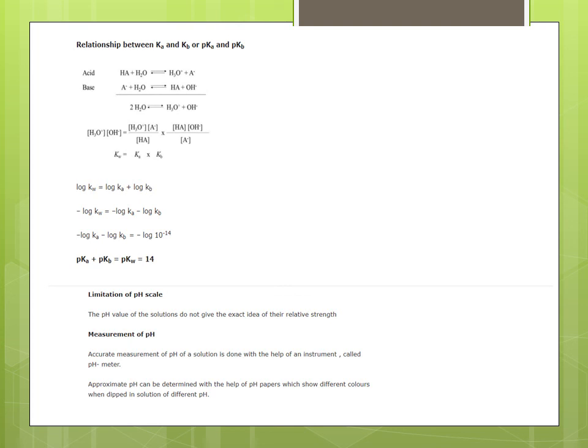Now what are the limitations of the pH scale? The pH values of solutions do not give the exact idea of their relative strength. Now measurement of pH. Accurate measurement of pH of a solution is done with the help of an instrument called pH meter. Approximate pH can be determined with the help of pH papers, which show different colors when dipped in solutions of different pH.